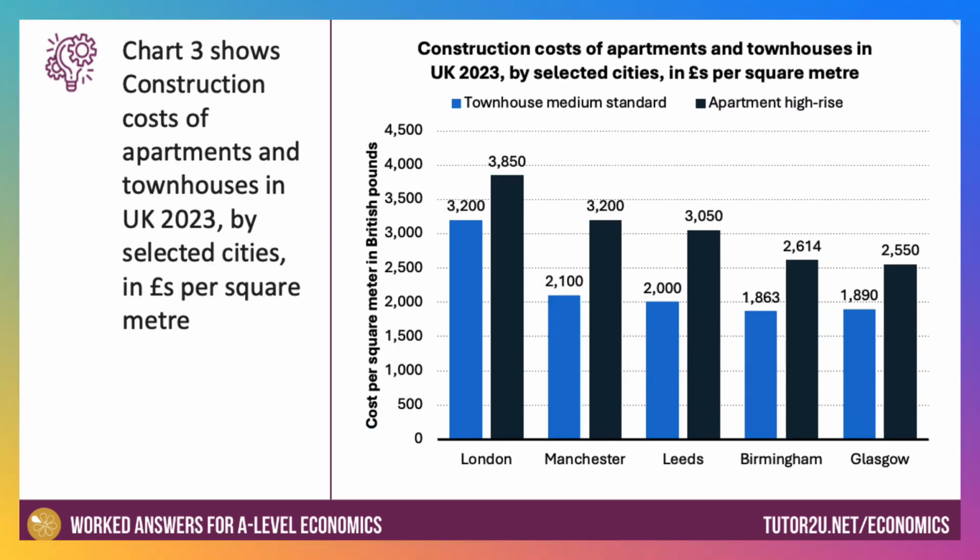And then some nice, interesting data. Chart 3 shows construction costs, pounds per square metre. So clearly London is a more expensive place to build. Glasgow is the cheapest. Big gap there between the costs of building townhouses and high-rise apartments.